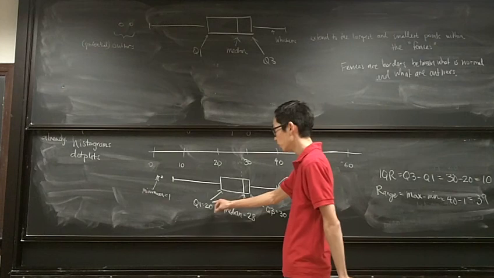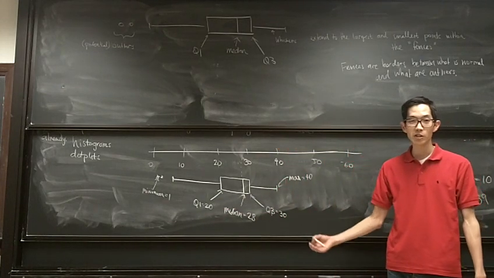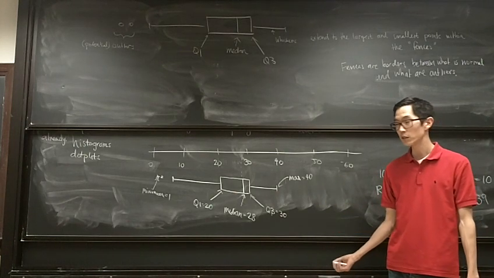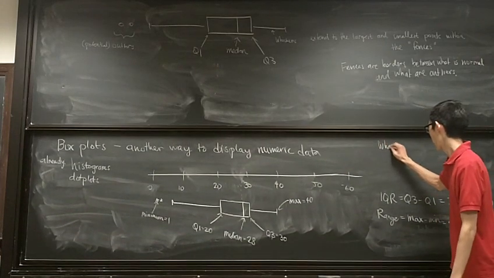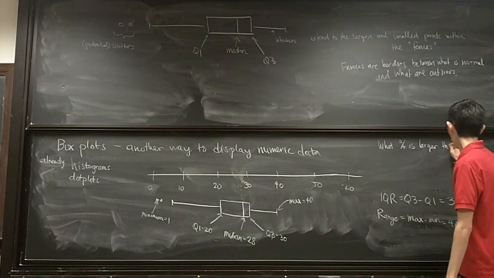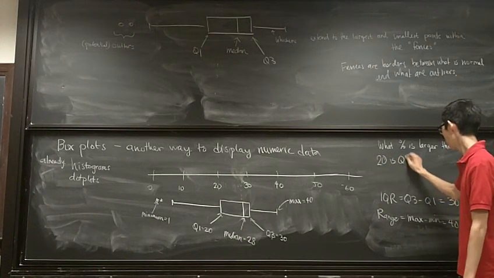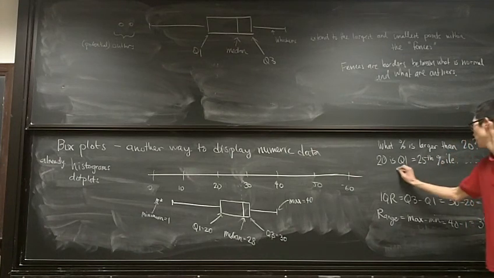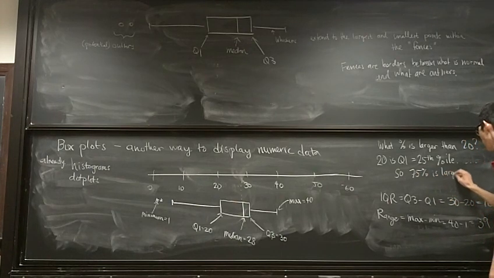So Q1 is the 25th percentile. What percentage is bigger than Q1? 75%. Okay? Is that okay? What percent is larger than 20? Okay, 20 is Q1, which is equal to the 25th percentile. So 75% is larger than 20.